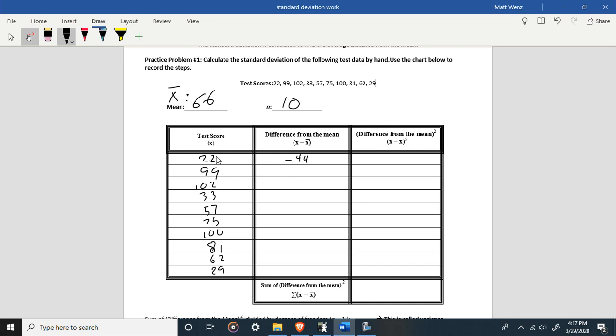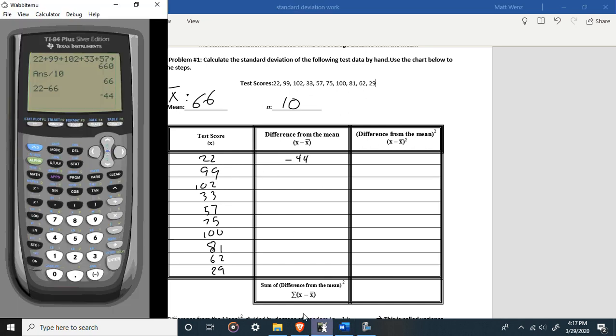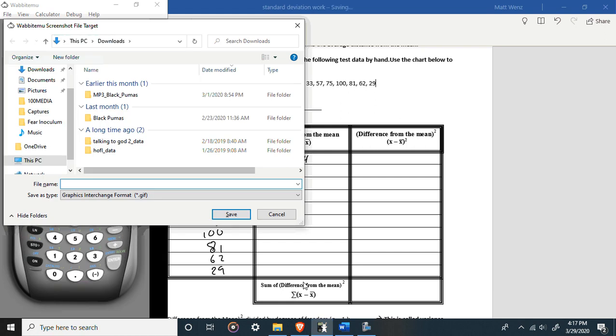So again, how far is this number from the mean? It's 44. How far is 99 from 66? 33, right? So again, what do we say?